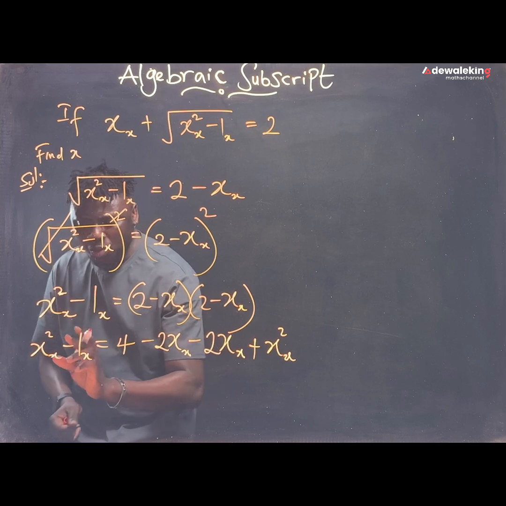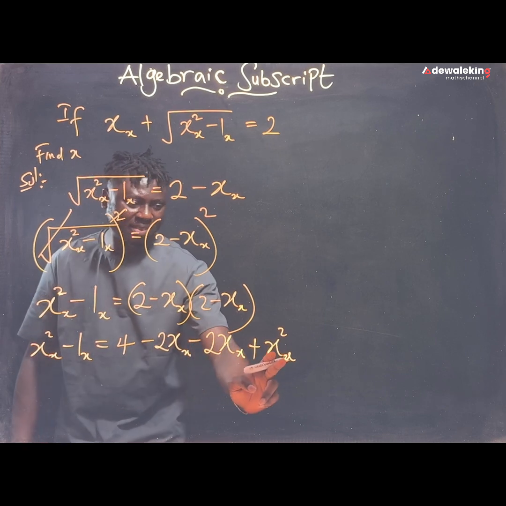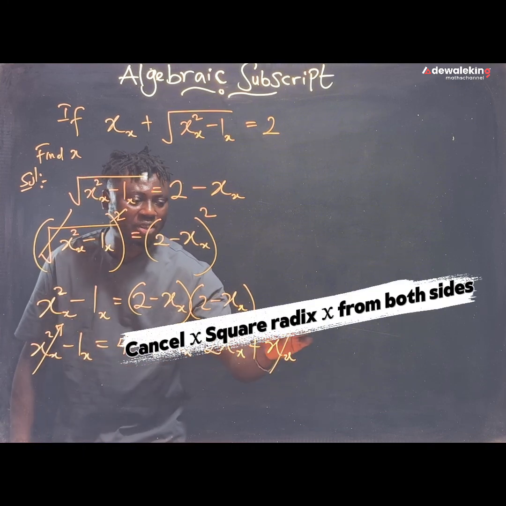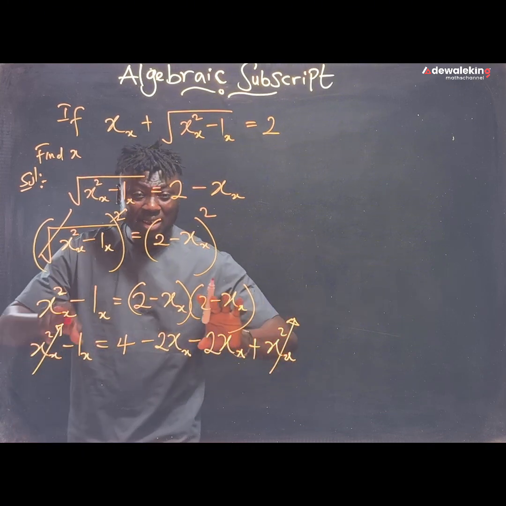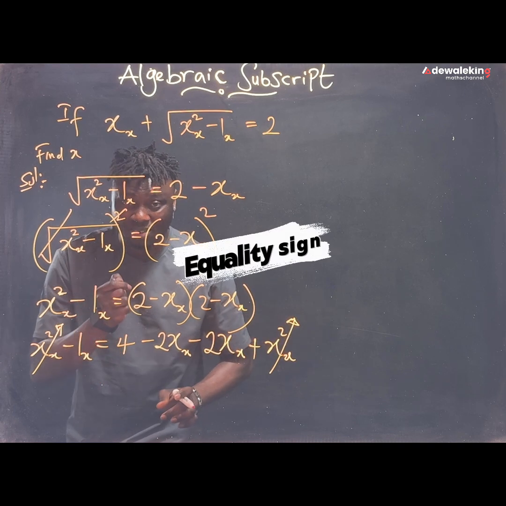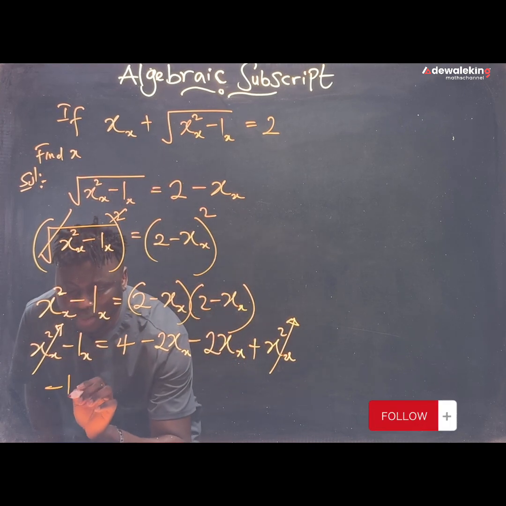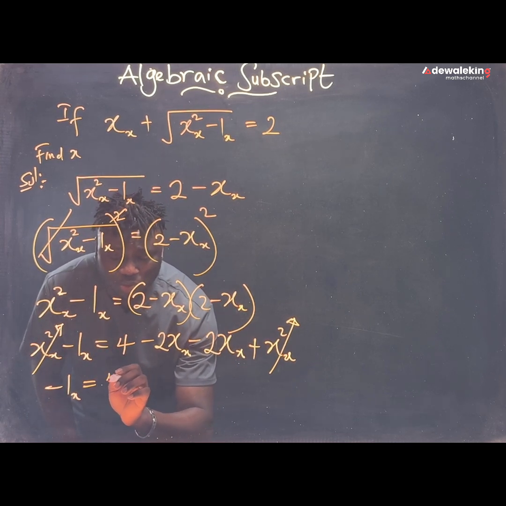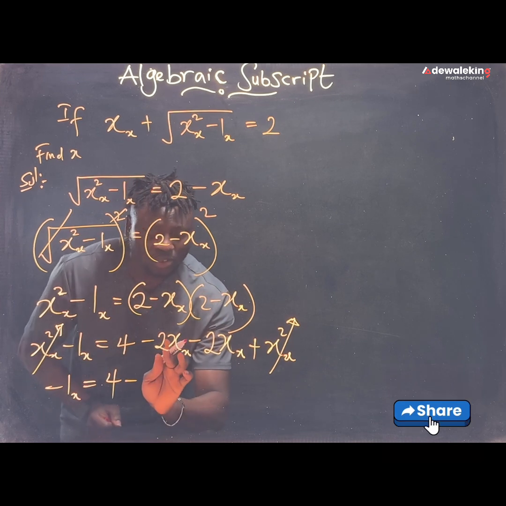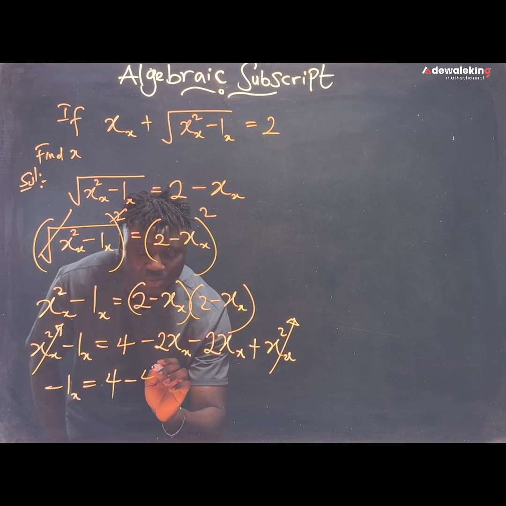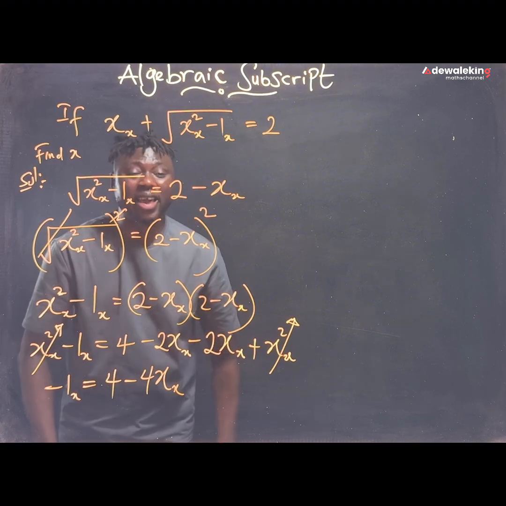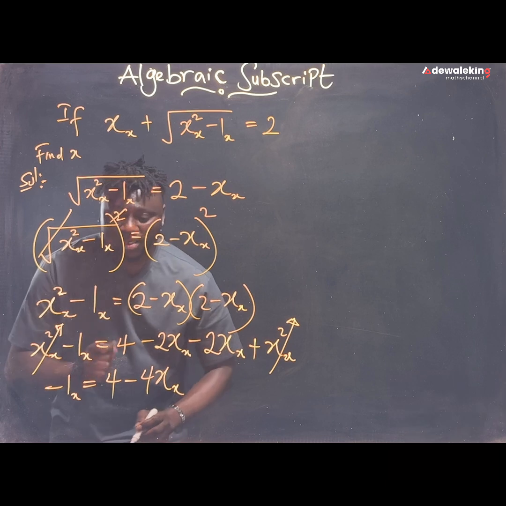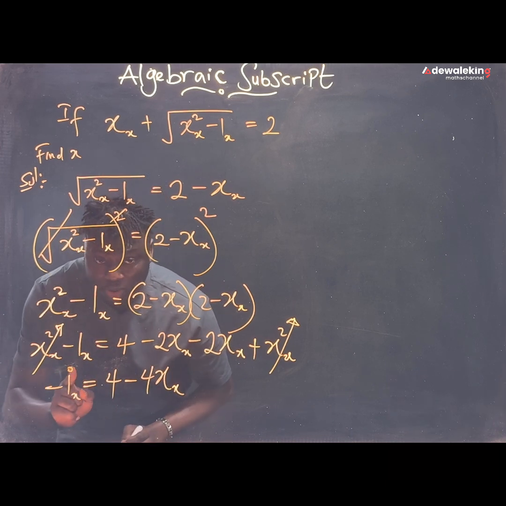So from here, we can see that this and this are the same. So we can cancel this out of the equation because they are on opposite sides of the equality sign. So we have minus 1 minus x to be equal to 4 minus this, and this will give us minus 4x. Moving the solution forward, from here we can initialize this with an index of 0 because it has a radical.